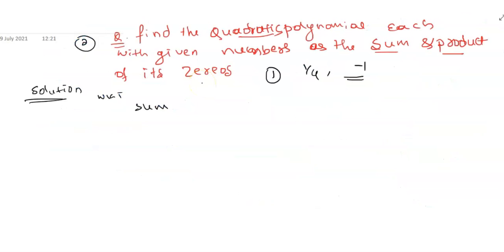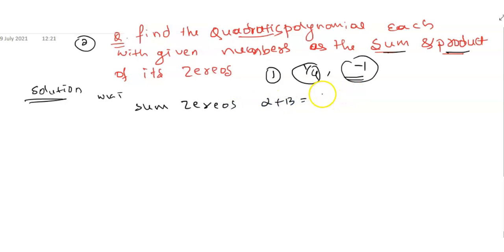So here we have to find the quadratic polynomial where they have given the sum of zeros and the product of zeros. Here the sum of zeros is this one, and the product of zeros is this one. We know that the sum of zeros, alpha plus beta, is given as 1 upon 4. And the product of zeros, alpha into beta, is given as minus 1.